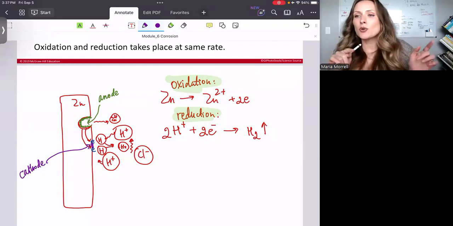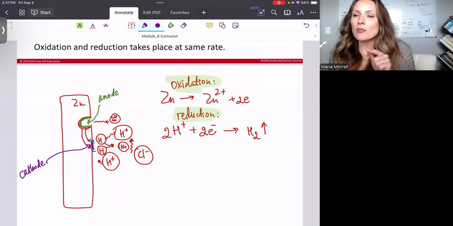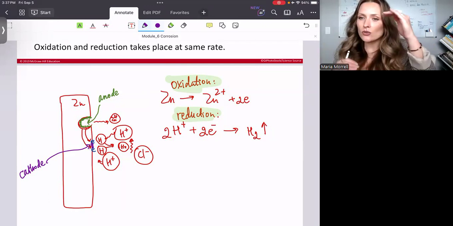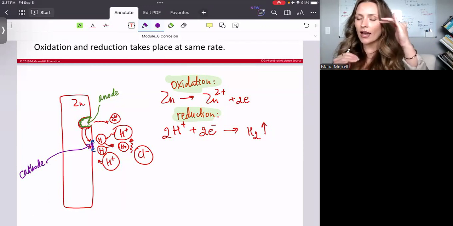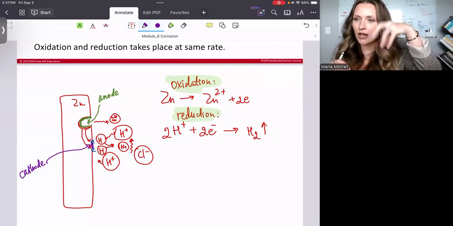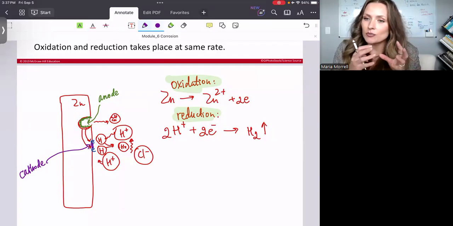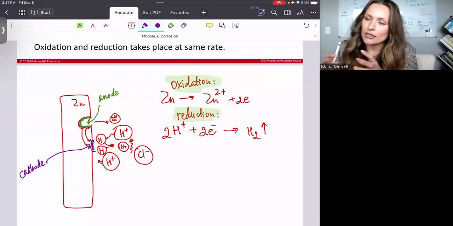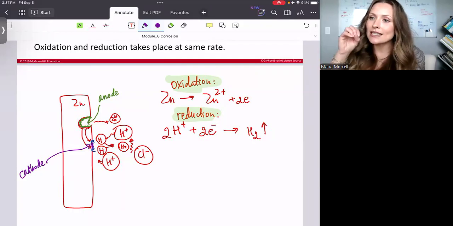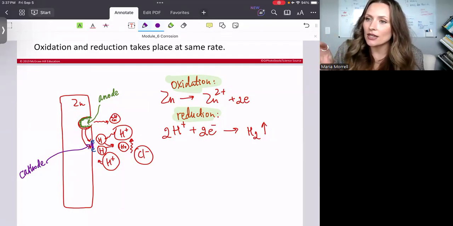So at this point, before moving on with me, it is paramount that you understand these two half reactions, oxidation and reduction. Okay, so once I drop my zinc into hydrochloric acid, the neutral zinc loses electrons and forms these positively charged cations. And this is how zinc leaks into the electrolyte.